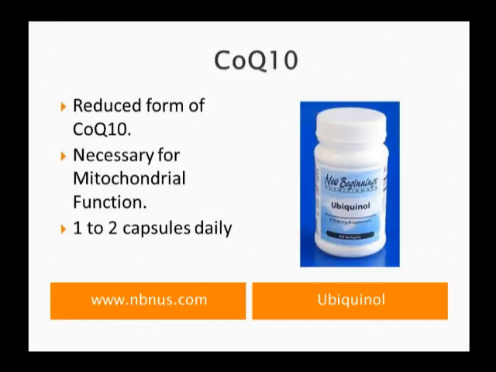CoQ10 is a great remedy. It's very important, very specific for mitochondrial function. It's great for states of energy and stress. The remedy that I typically use, something called ubiquinol, is the reduced form of CoQ10, and I dose it anywhere between 1 to 2, sometimes 4 capsules. Most of the time, if I'm using 4 capsules, that might be an adult. But 1 to 2 capsules per day for the kids works very, very well and is good for overall states of stress.